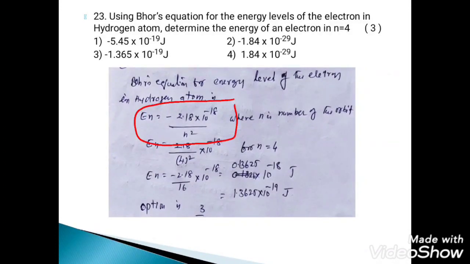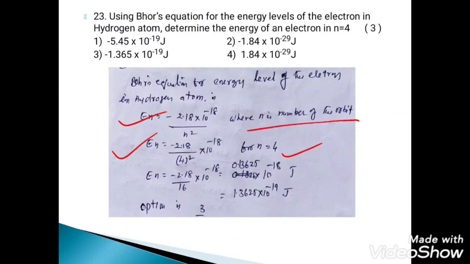If it is kilojoule per mole, then we have to use En is equal to minus 1312 by n square. If it is joule per atom, then we have to use En is equal to minus 2.18 into 10 to the power of minus 18 by n square. So using that formula, just substitute n is equal to 4, then you will get the answer 1.326625 into 10 to the power of minus 19 joule per atom. That is nothing but option 3.